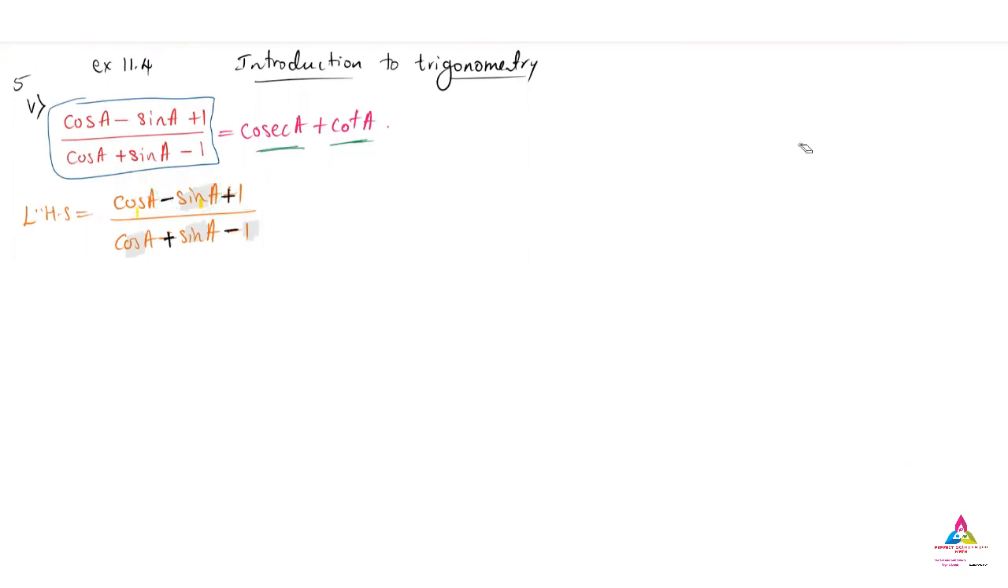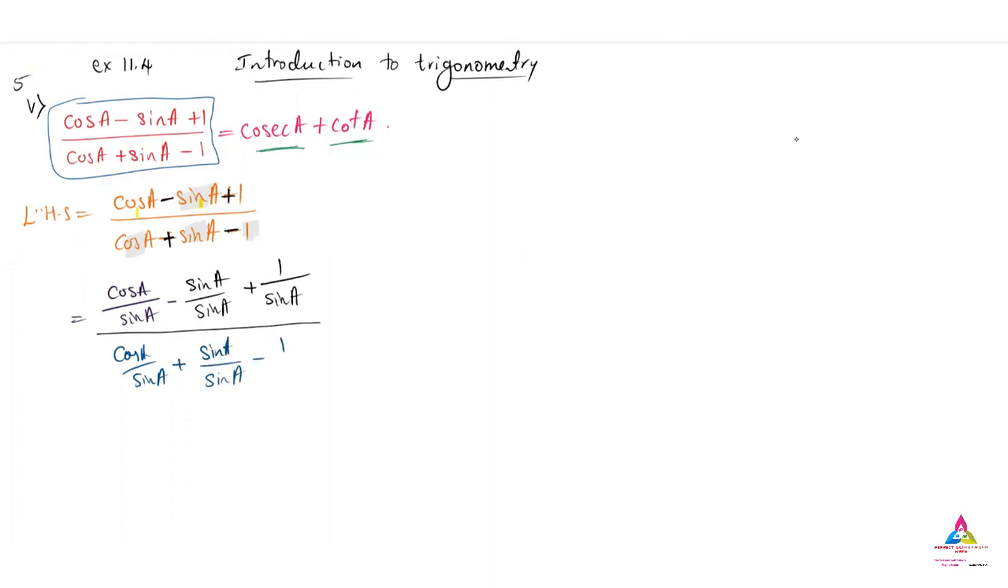So let us go with dividing by sin A: cos A divided by sin A minus sin A divided by sin A. If you want to divide, you have to divide throughout, not just one term. You have to divide all of them. Whole divided by, down also we have cos A divided by sin A, then plus sin A divided by sin A, and minus 1 divided by sin A. This is the thing we have to do first and simplify it.